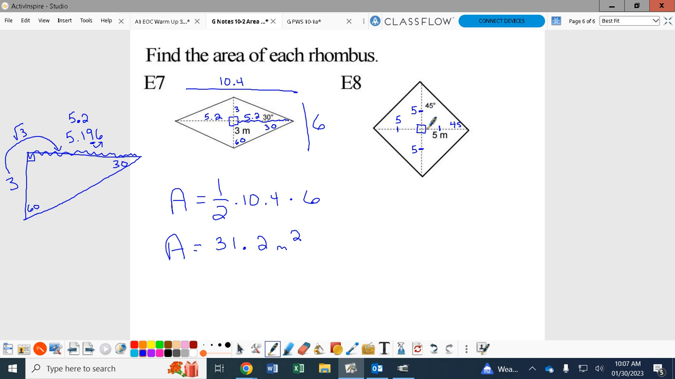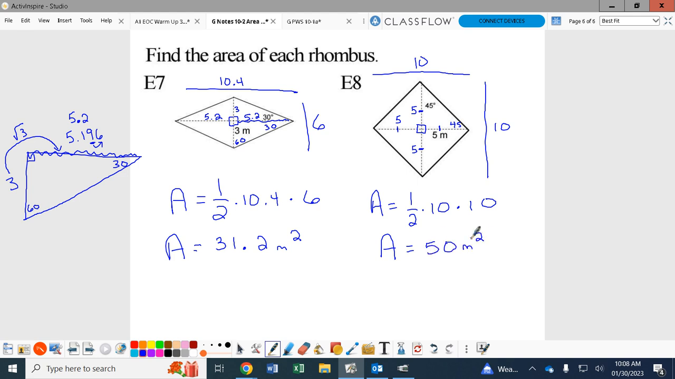That is a square. So, diagonal 1 going this way is going to be how long? 10. Diagonal 2 going this way is going to be how long? The same, 10. So, area is going to be equal to 1/2 diagonal 1, which is 10, times diagonal 2, which is going to be 10. And what's 1/2 diagonal 1 times diagonal 2? 50. And that would be meters squared. Good deal.